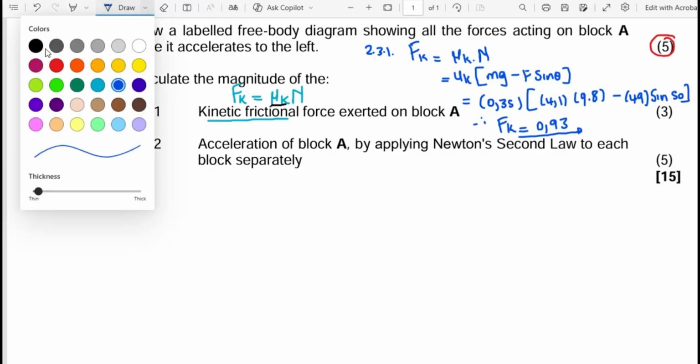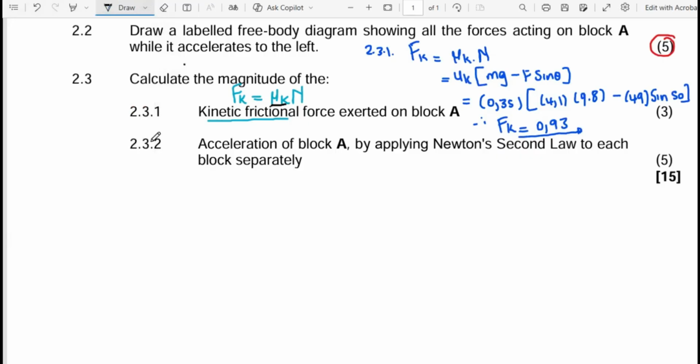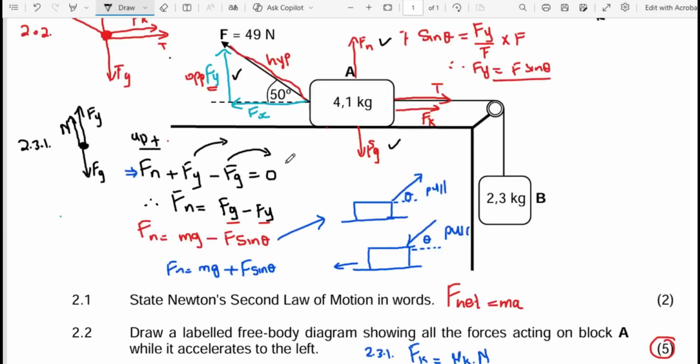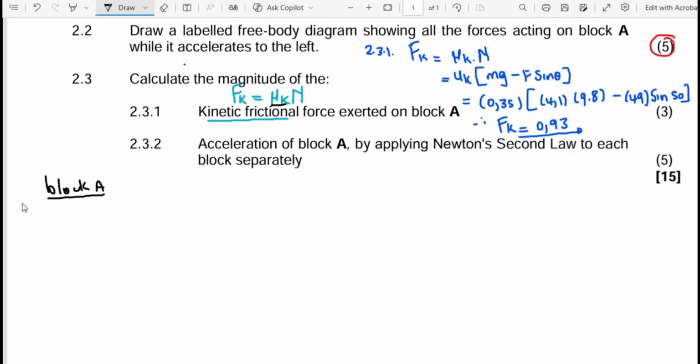2.3.2. They say calculate the acceleration of the block A by applying Newton's second law to each block separately. Let's start with block A. Ladies and gents, you know what you need to do. When you do Newton's second law, you need to draw the free body diagram first. Indicate all the horizontal forces. It's the T and the Fk and the Fx. So there's only 3 forces acting horizontally. So you need to include them like this.